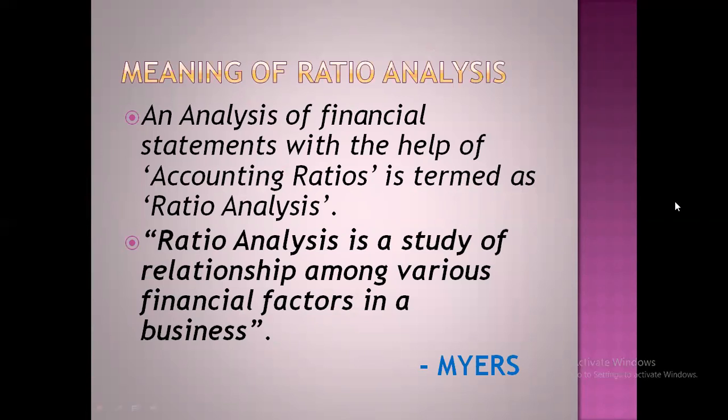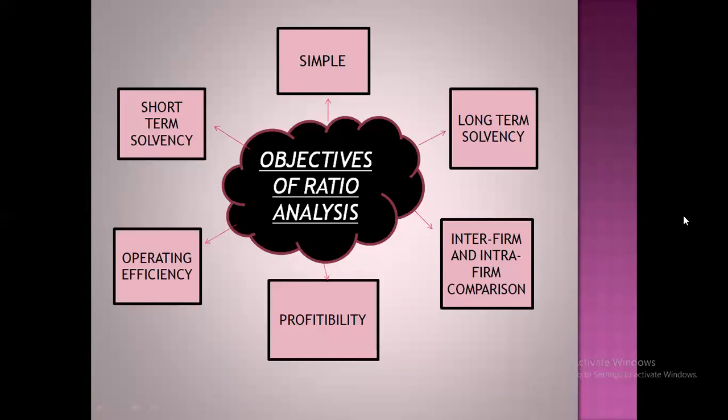So meaning of ratio analysis according to Myers. Ratio analysis is a study of relationship among various financial factors in a business. Or in other words, we can say an analysis of financial statement. Financial statement means the items of statement of profit and loss and the items of balance sheet. With the help of different accounting ratios, it is called ratio analysis. Now, what are the objectives of ratio analysis?